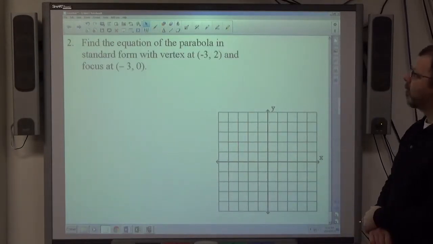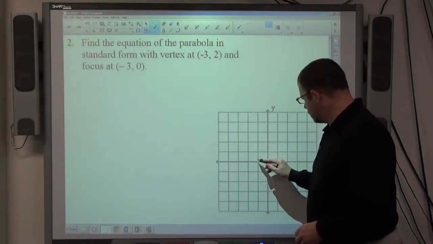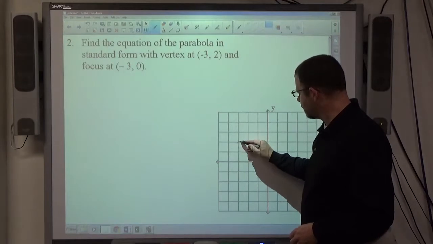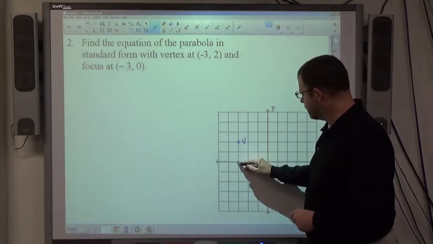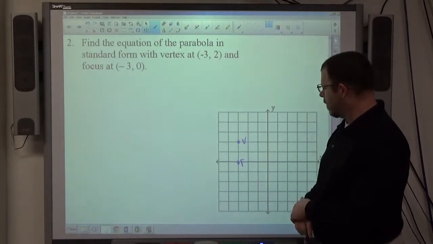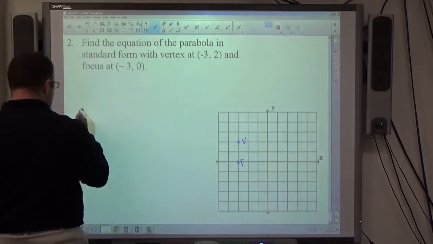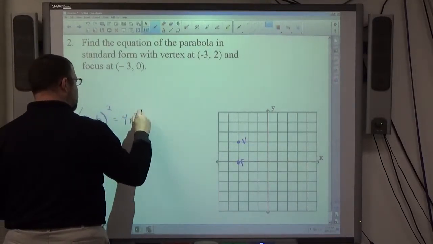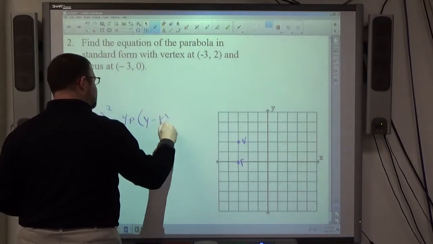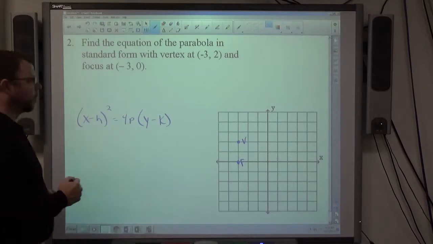Number 2, find the equation of the parabola in standard form with vertex at negative 3, comma 2, and focus at negative 3, comma 0. Okay, once again, it's a downward turning parabola, so I'm expecting a standard form structure of x minus h, the quantity squared, equals 4p, parentheses, y minus k. So I established what standard form looks like, and what I need to know then is what h, k, and p equal.